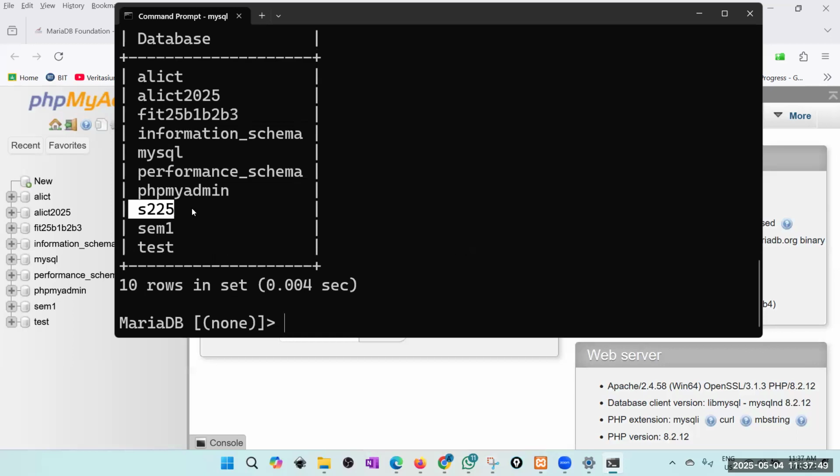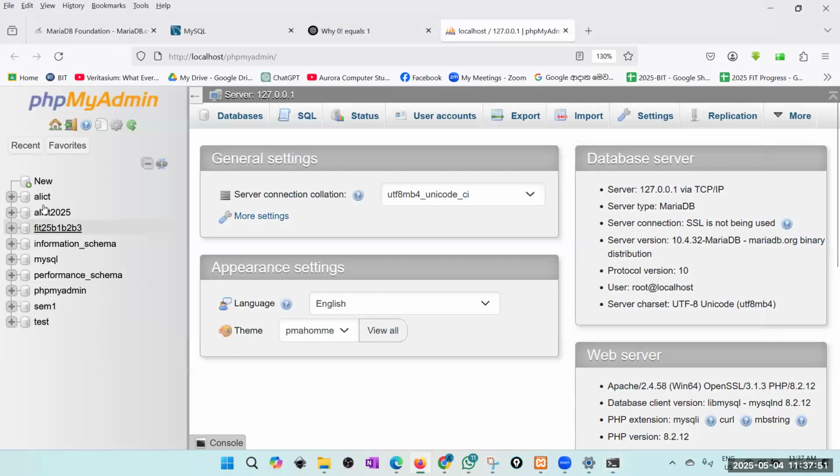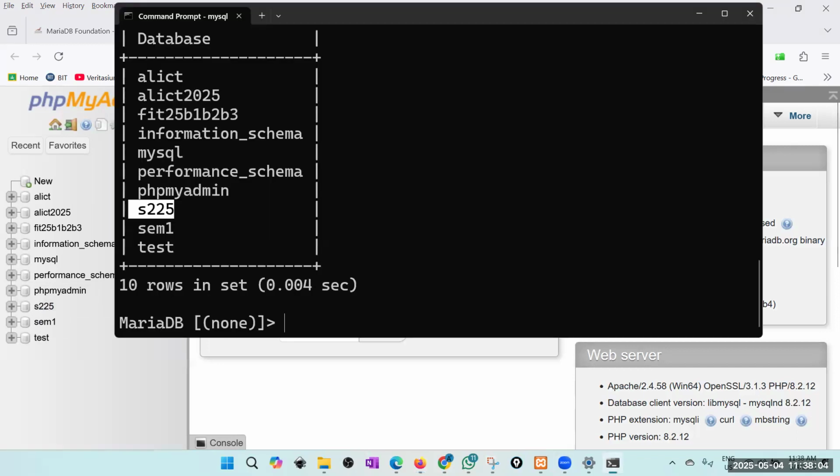Okay. Now, if I refresh here, because earlier S225 was not there, that database should also be displayed. You can see, because we are looking at the same database server. This is the web interface. This is the command line. Okay. Right. Still, you have not connected to this database. You have connected to MySQL.